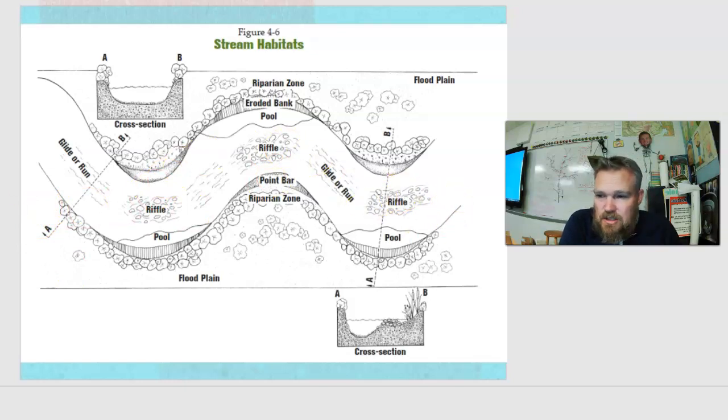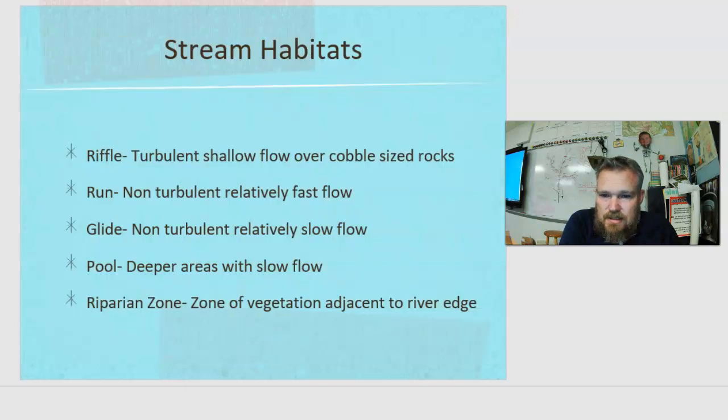So just to run through this real quick so you can see it, a riffle was turbulent flow, a run is non-turbulent flow, and the channel depth is pretty good there. Usually runs they call faster flow, glides are slower flow, but they're usually over uniform depth across the channels. Then pools are deeper areas where flow usually is a little bit slower, and then riparian zones are zones of vegetation adjacent to the river edge.